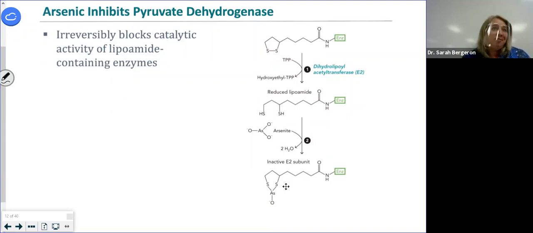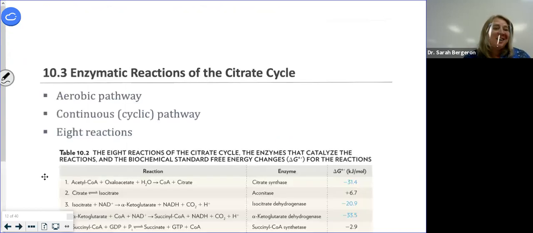So you've basically shut down the person's ability to even enter the citrate cycle. Are you going to have serious problems? Absolutely. Absolutely. It's a pretty nasty way to go. I'll pass on that, right? I'll pass. Okay.